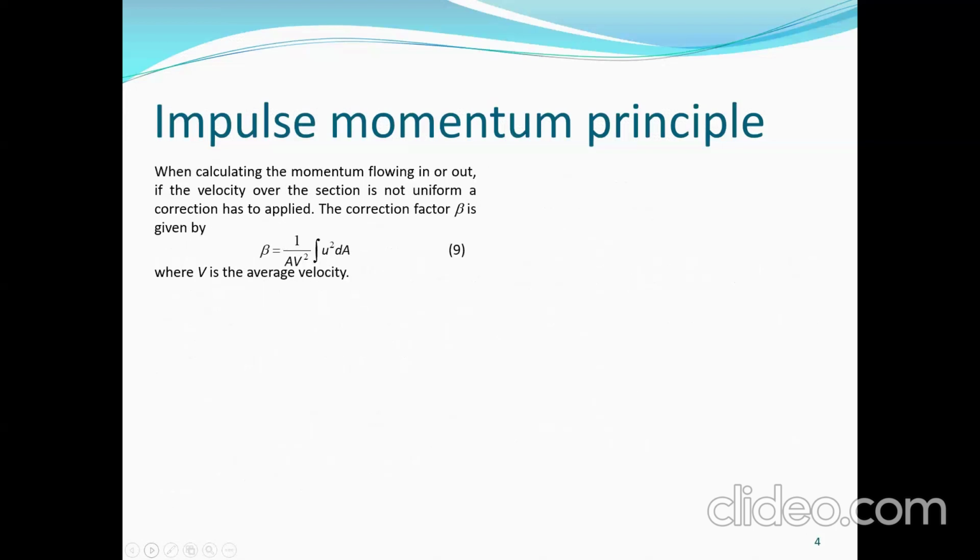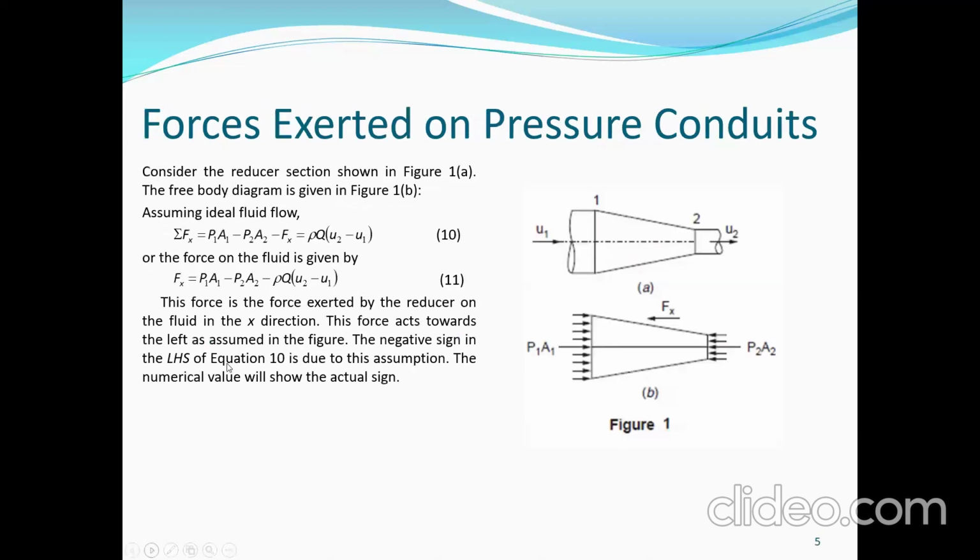Next, the impulse momentum. When calculating the momentum flowing in or out, if the velocity over the section is not uniform, a correction has to be applied. The correction factor beta is given by beta is equal to 1 over A v squared times the integral of u squared dA, where v is the average velocity. So this applies when the velocity varies.